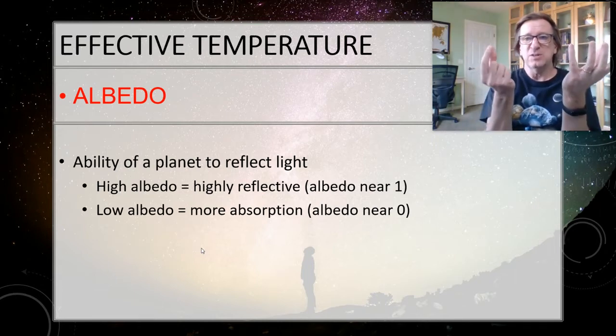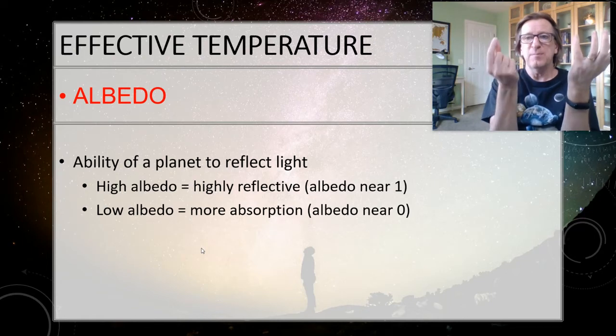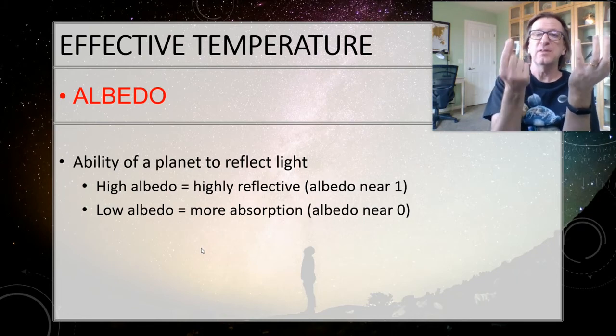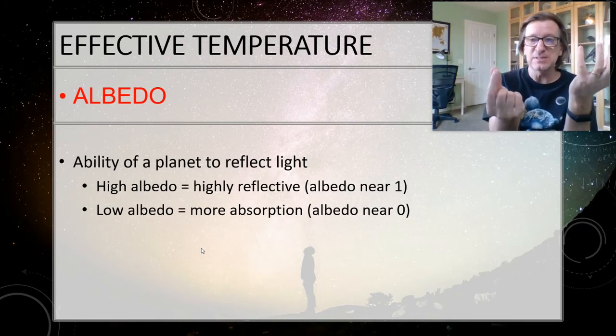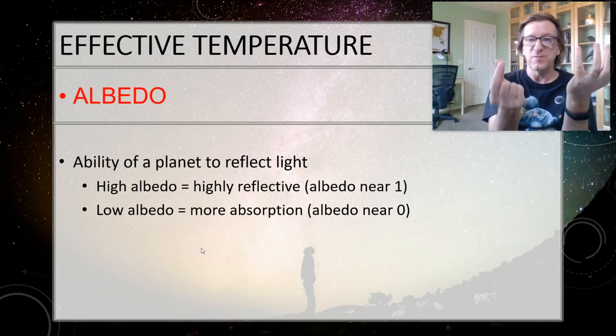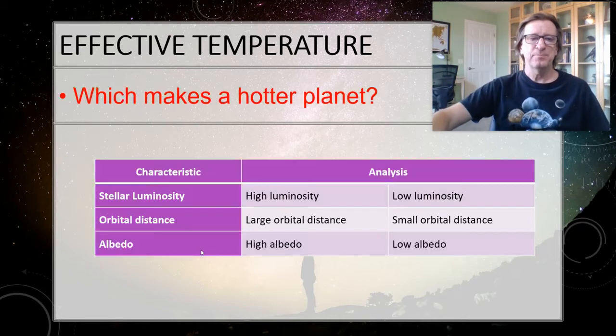So let's say I've got two planets, and let's say they're a set distance away. If that planet is black, if it's got a low albedo, something near zero, it's going to be warmer than a planet at the same distance from the same star that's got a higher albedo, that's reflecting that energy away. And if you think about it, that just makes sense, right?